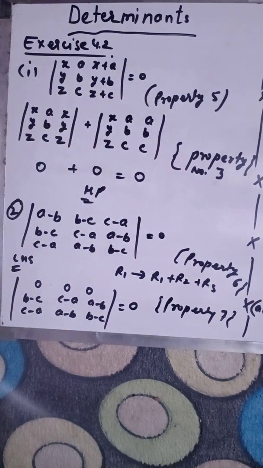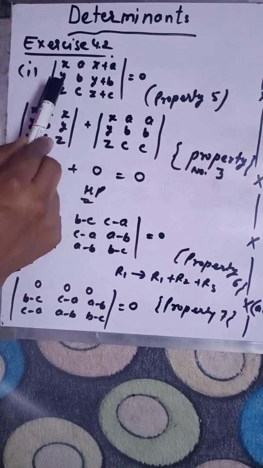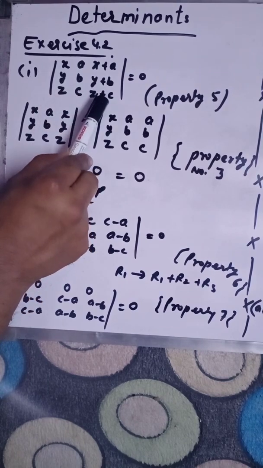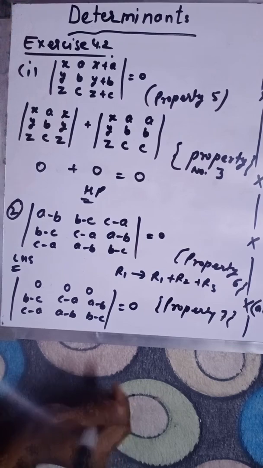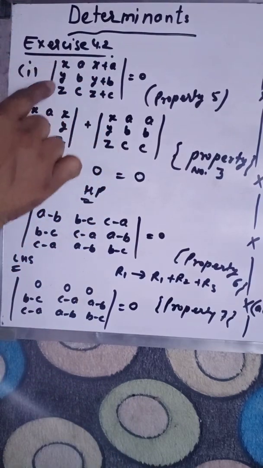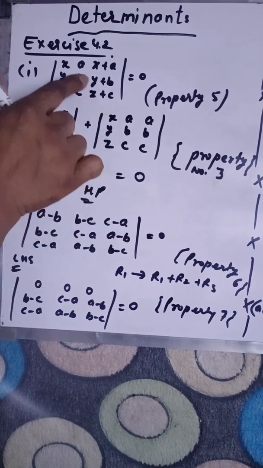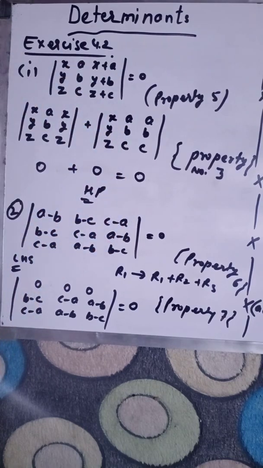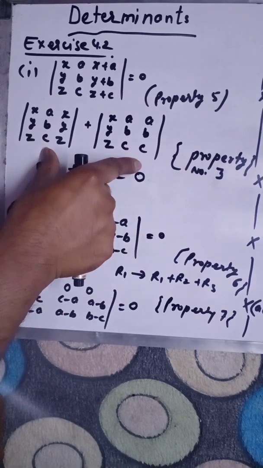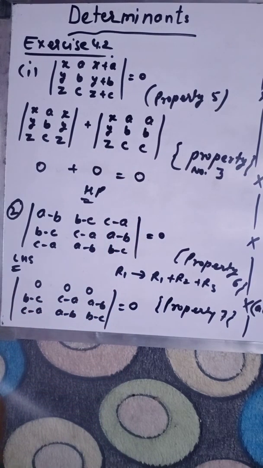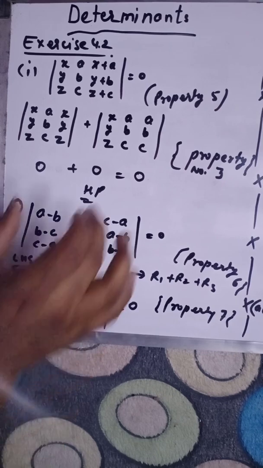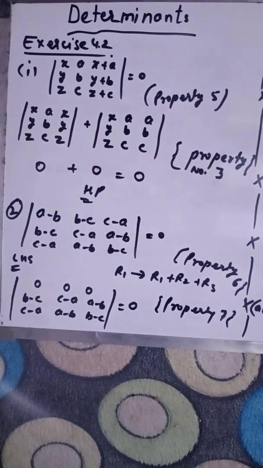By applying property number 5, we can write: the first column x, y, z will remain the same, the second column will remain the same, and in the third column we write the first set of elements x, y, z plus the next 3 elements a, b, c. So this is property number 5. We can split this determinant into 2 different determinants using the same property. After its application, you will get these 2 determinants of the same order.